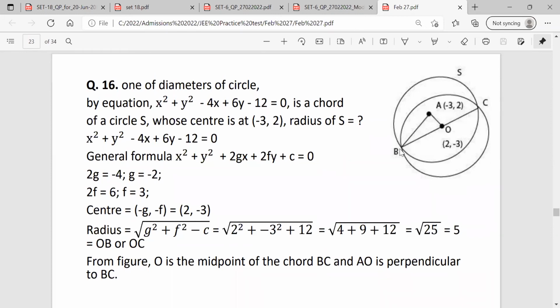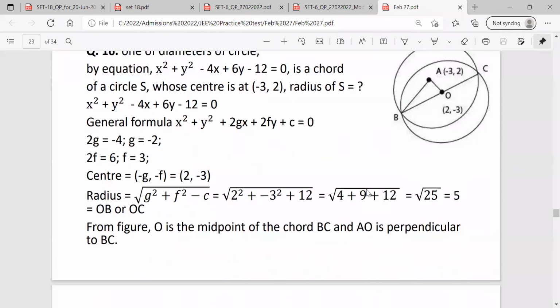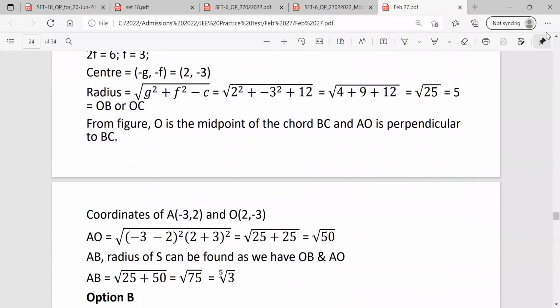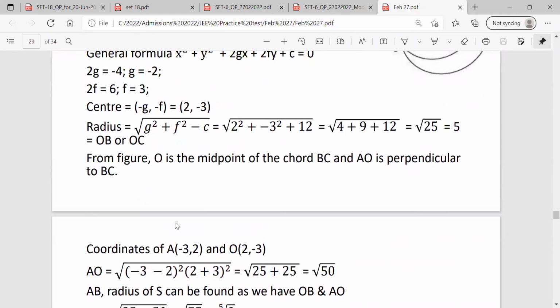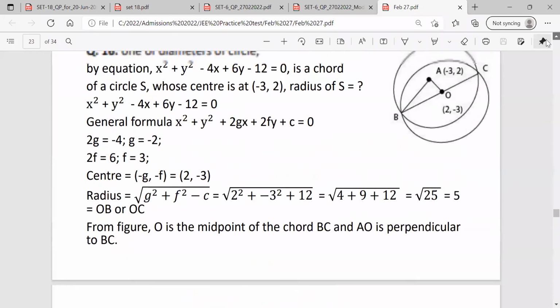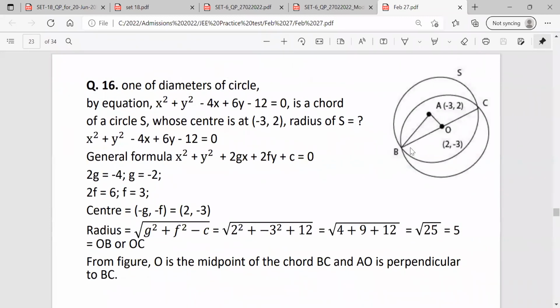Now we have this circle's diagram, and after looking at the diagram, you can see that O is the midpoint of the chord BC, and AO is perpendicular to the chord BC. So what we can do is take the coordinates of A and O here. I'll describe with the diagram itself. We have to find the radius of this circle S, and it is AB.